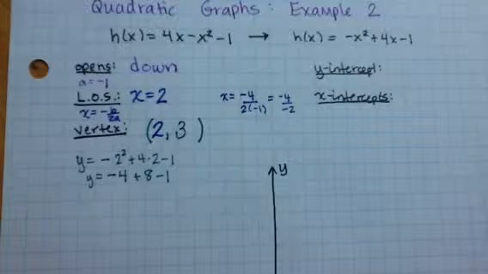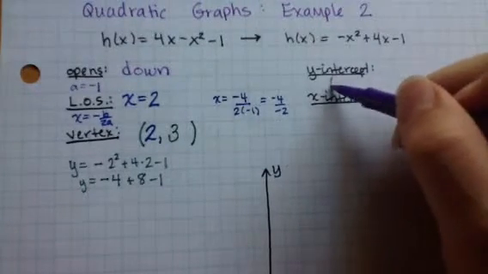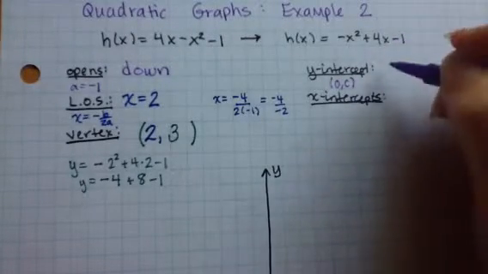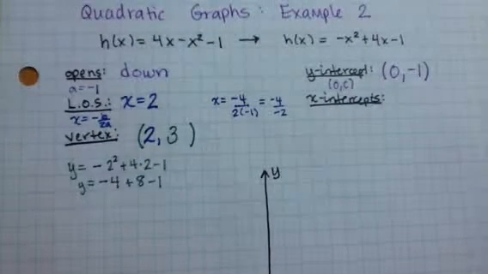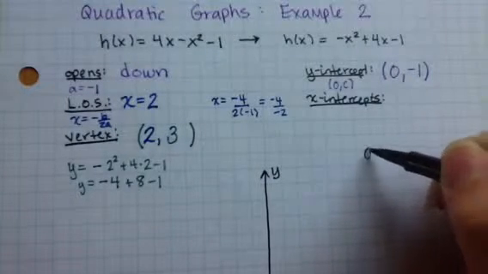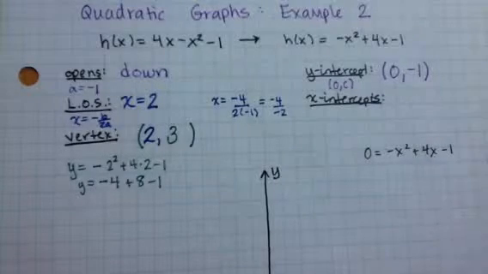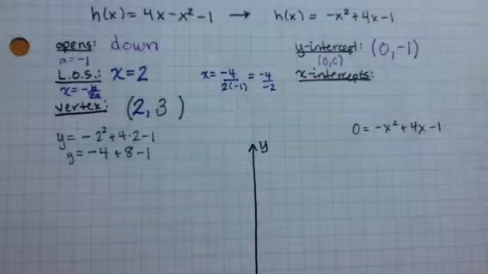The y-intercept is found by putting in 0 for the x value. So when it's in standard form the way that it is, it will be at (0, c), and c in this equation is -1, so the y-intercept will be at (0, -1). And the x-intercepts we find by setting the equation equal to 0. So we'll have 0 equals -x squared plus 4x minus 1. And we can solve that by factoring, completing the square, or the quadratic formula.